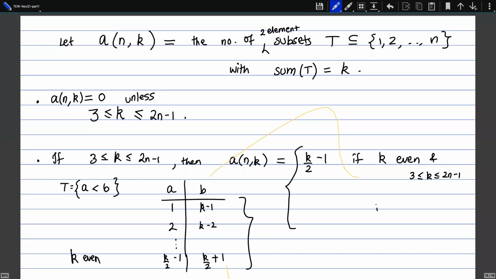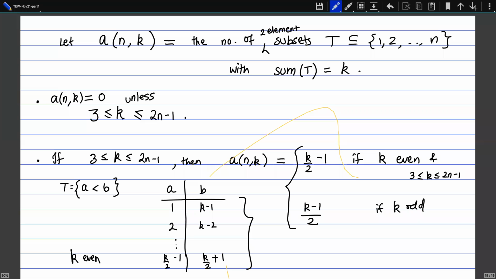And if k is odd, it's k minus 1 by 2. So then it goes till k minus 1 by 2 and k plus 1 by 2. So there it is, k minus 1 by 2, by similar reasons. Okay, good.